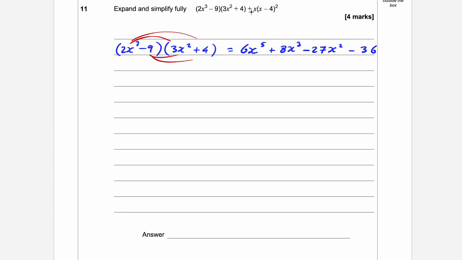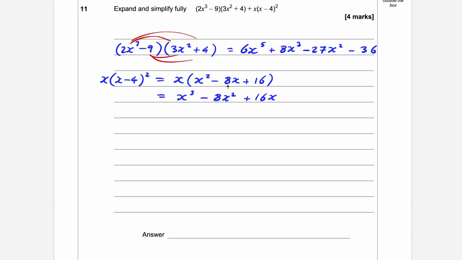Okay, then let's do this one separately, guys. This is x times x minus 4 squared. That's equal to x times this one expanded, guys, is x squared minus 8x plus 16. Make sure you do that correctly. And then this becomes x cubed minus 8x squared plus 16x. That's just multiplying all these by x.